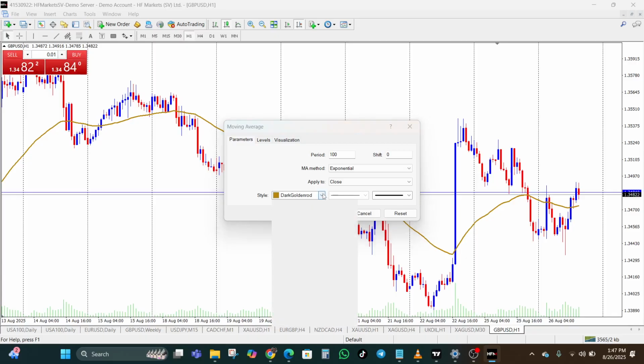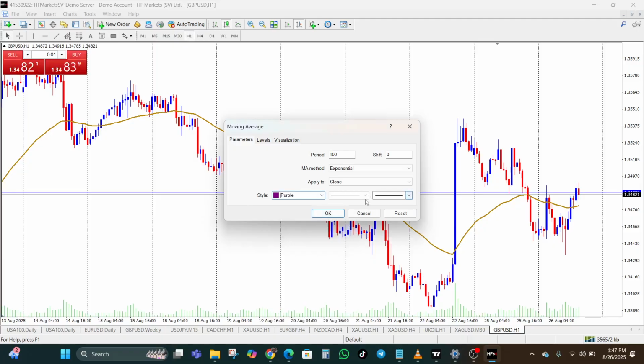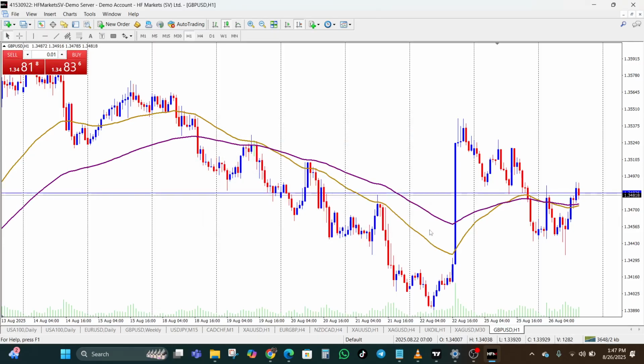So here you also select the color of the moving average that you want. You select the kind of line first, and then the thickness of the moving average, and then okay. So it's super easy. Once you have added the moving average, it's going to overlay on your chart, giving you an instant trend view.